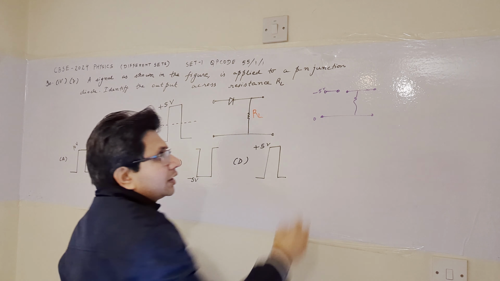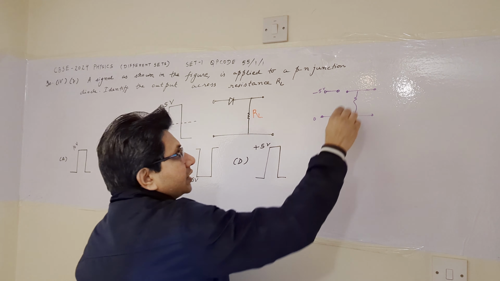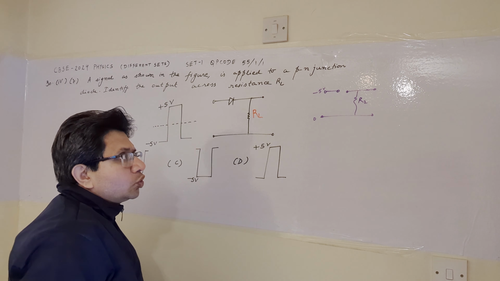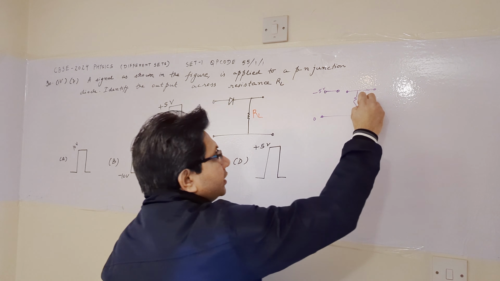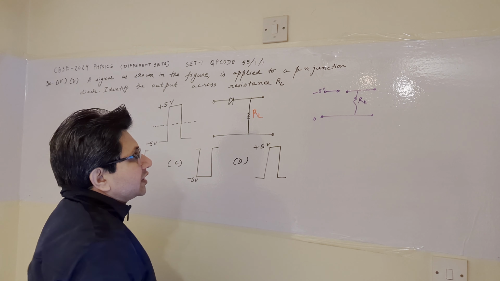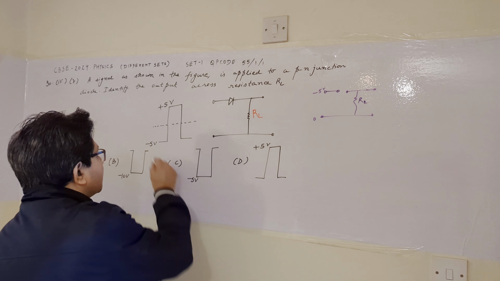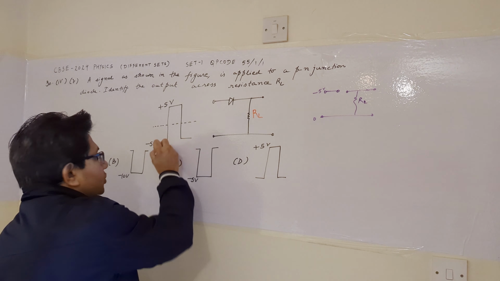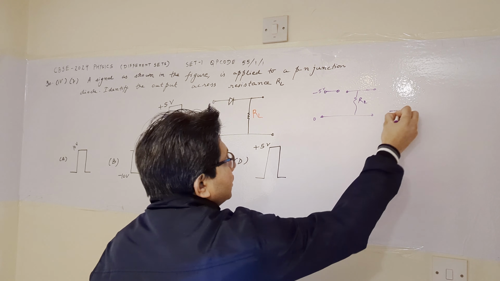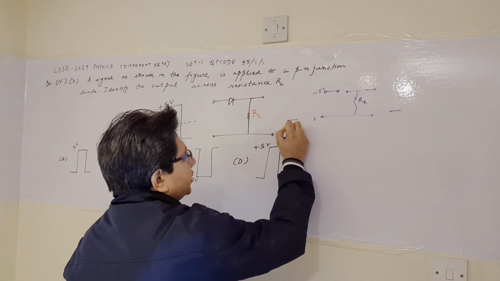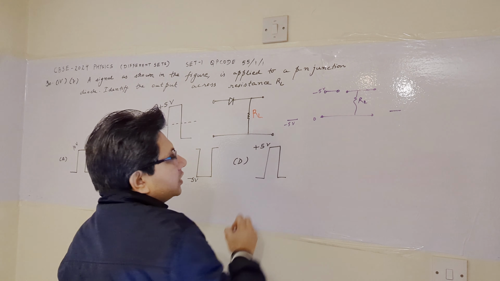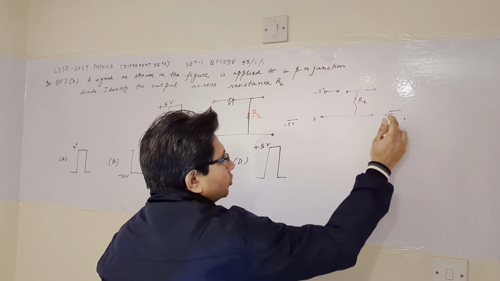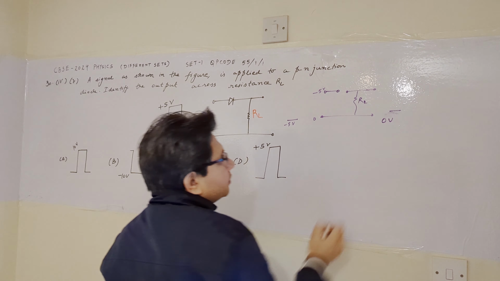It does not allow any current to flow. So in this way, we can say that no current will flow in this particular load resistance. And according to Ohm's law, if there is no current, then the voltage is 0. So we can say that the voltage is 0 when the minus 5 volt is present here. So this is the status of the output when the input is at the minus 5 level. When the signal is at minus 5 level, the output voltage is at the 0 volt level.